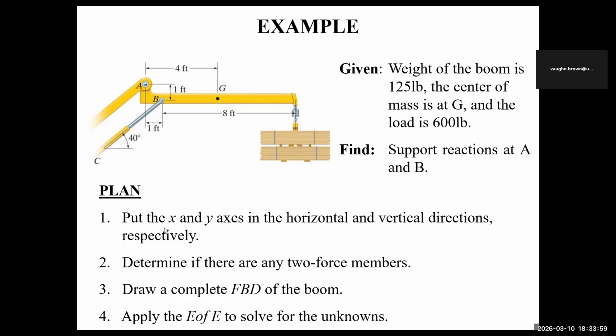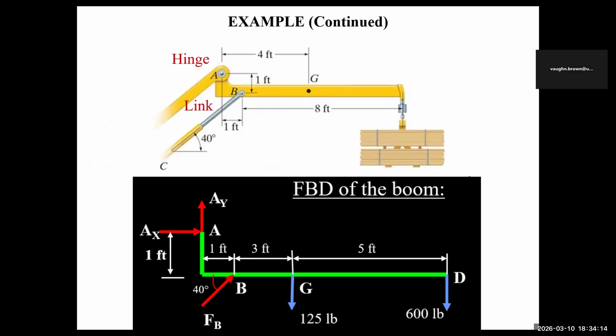So first of all, you're going to establish the X and Y coordinates. You're going to determine if there are any two force members, right? Then you're going to draw a complete free body diagram of the boom and apply your equilibrium equations. Let's look at how this is done. So here now we see that the reaction is going into B here. At A, there is a point here.